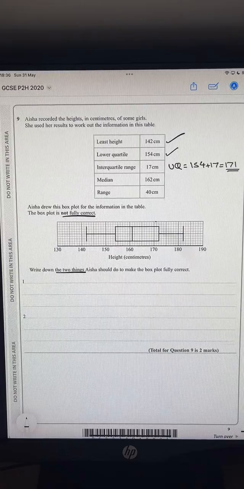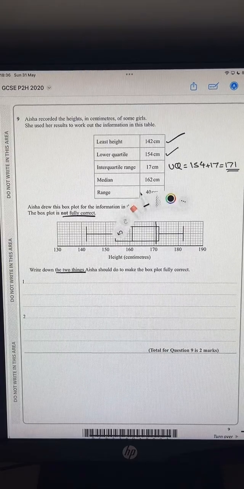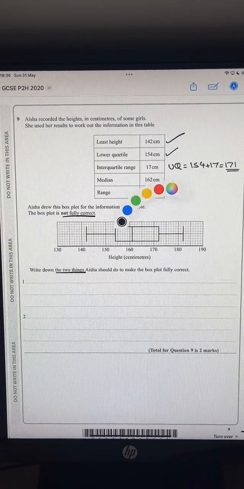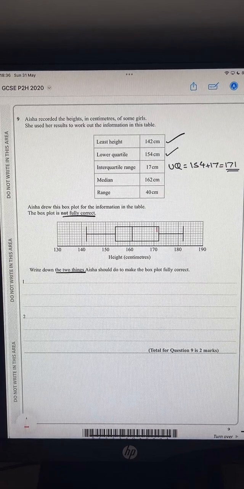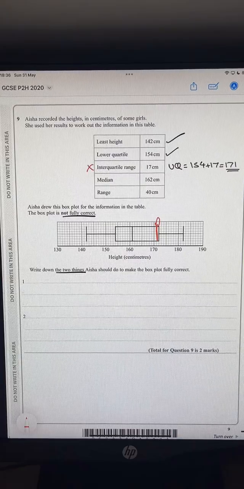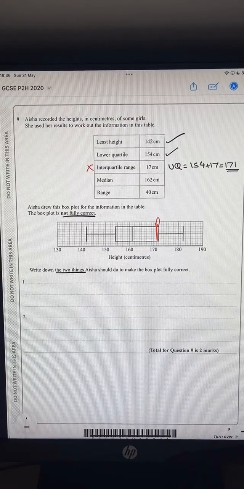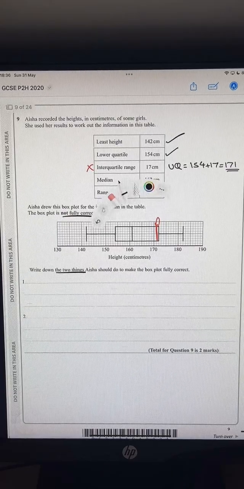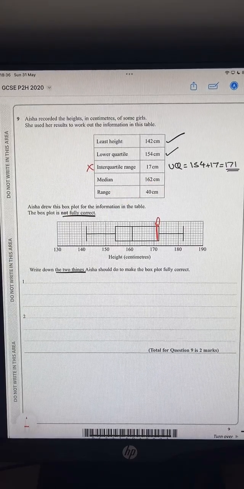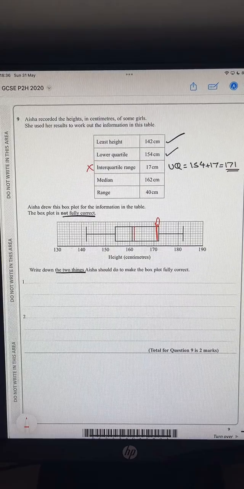Is it? Nope, it should be here. Well, not that whole thing. I'll do it in red so you can see, there. So this should be there. So that's my one mistake so far. Continuing on, my median is 162. Well, she plotted 161. So Aisha's second mistake is that it should be here.